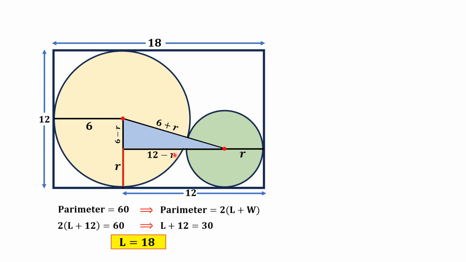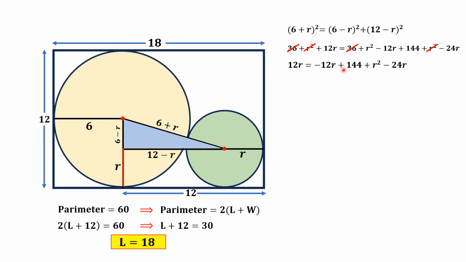Now using the Pythagorean theorem on this right triangle, we will have (6 plus r) squared is equal to (6 minus r) squared plus (12 minus r) squared. Expanding these binomials, we will get this relation. r squared on the left and right will cancel out, and 36 will cancel out with 36. So this equation will reduce into 12r is equal to minus 12r plus 144 plus r squared minus 24r.